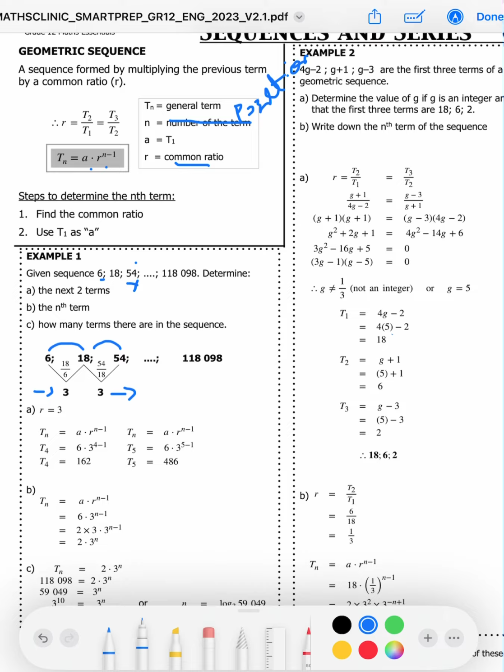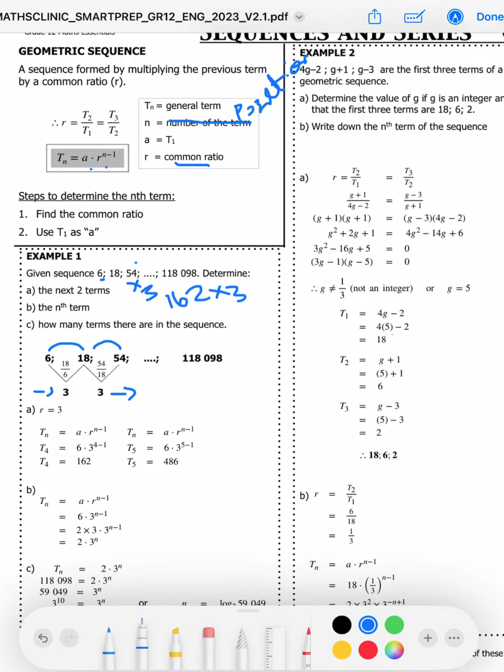Okay, the next thing they want is the nth term. When they say the nth term, what they mean is they want the general formula. Actually, in this particular case, to find the next two terms, they opted to use their formula because they know already that term number 4 is the next term, and then the next one is term number 5. So you have 162, the other one will be 486. Okay, then the general formula, you take your a, you take your common ratio, you multiply them.